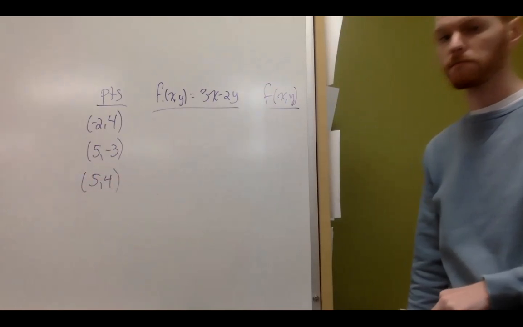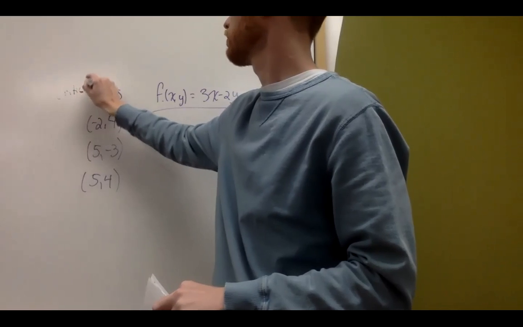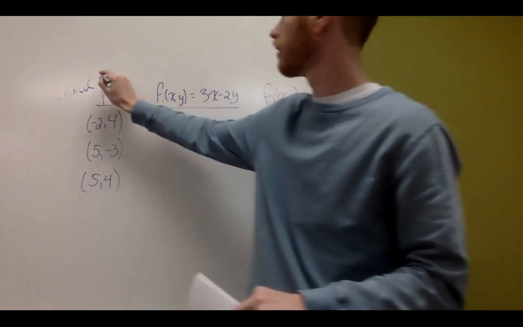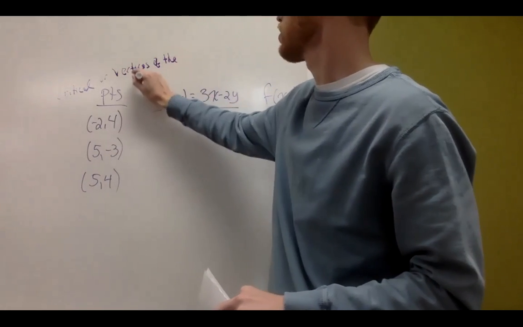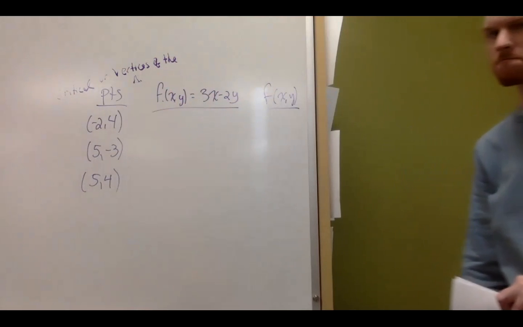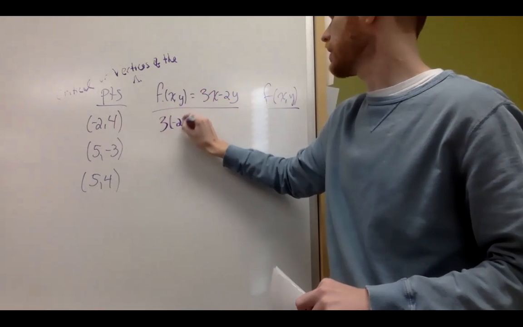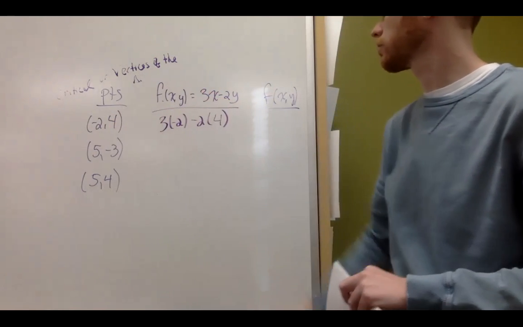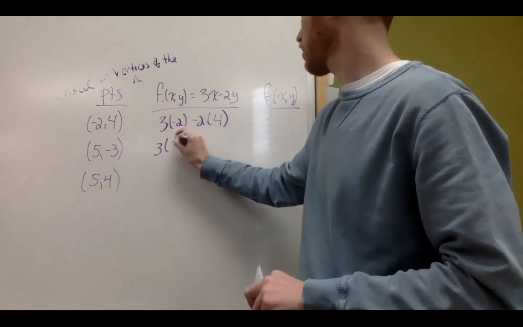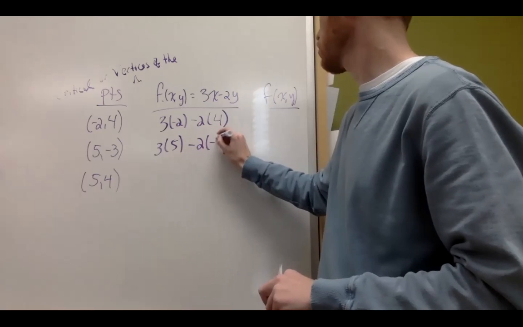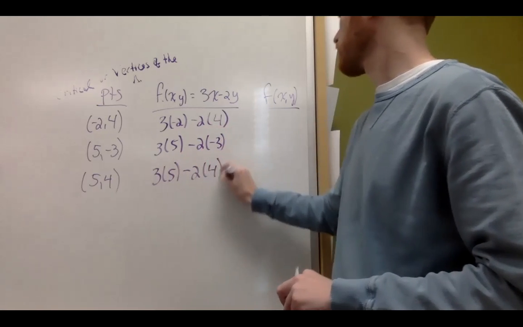Okay. So I'm going to put that down. Critical points, or vertices of the triangle. There we go. Okay. So let's plug these guys into here. So it's going to be 3 times negative 2 minus 2 times 4. I'm going to go ahead and just substitute the rest of them here. Next one, 3 times 5 minus 2 times negative 3. 3 times 5 minus 2 times 4.